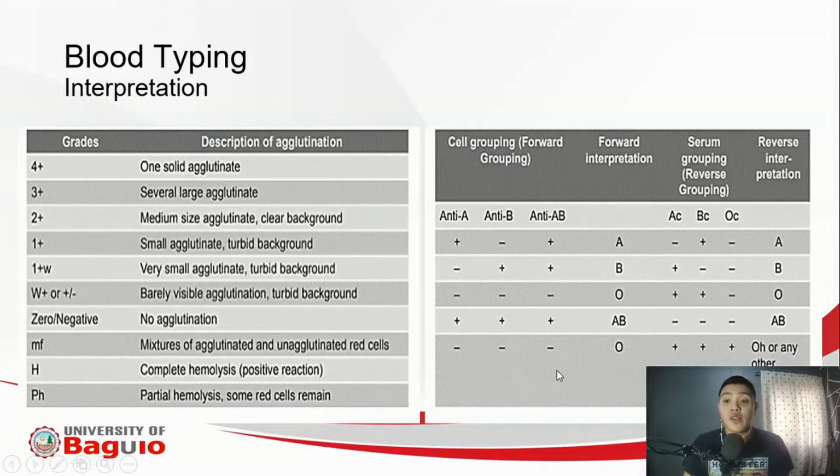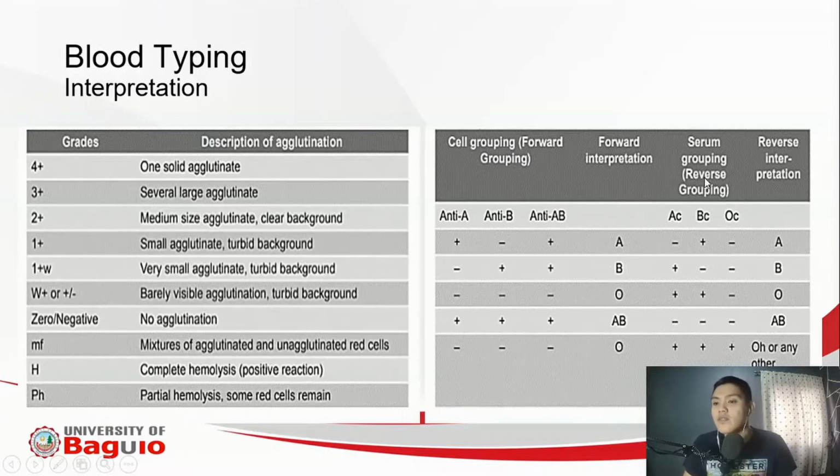Moving on to the forward grouping. If the sample of our patient is positive for anti-A and anti-AB, we will report it as A. And if the sample of our patient is only positive for anti-B and anti-AB, we'll report it as B. And if the sample of our patient is negative for all of the anti-sera, we'll report it as O. And if the sample of our patient is positive for all of the anti-sera, we'll report it as AB.